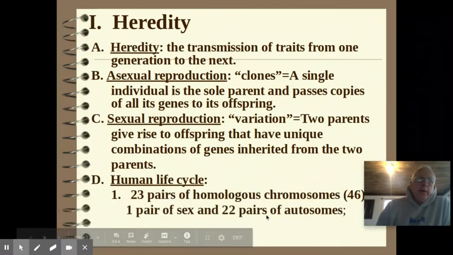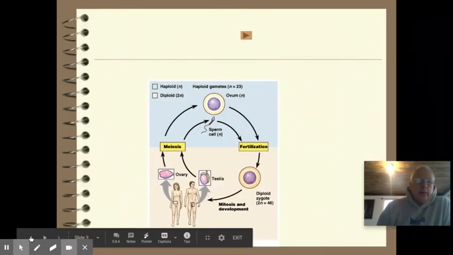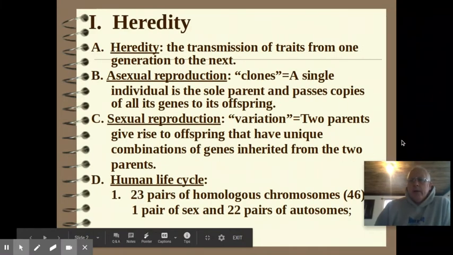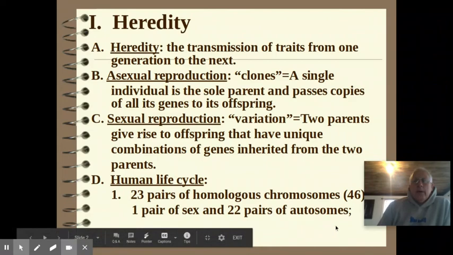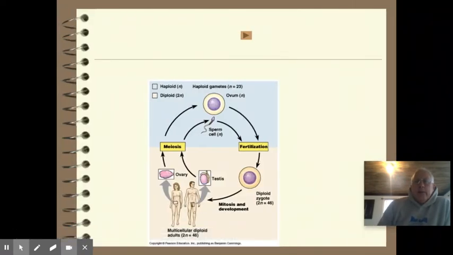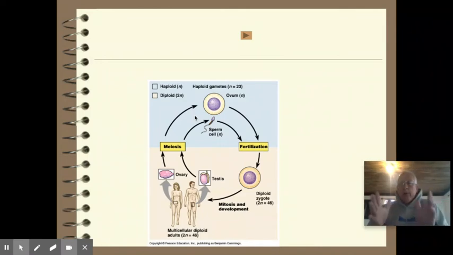So when you're talking about the human life cycle, let's start with that. Sorry about that, one too many clicks. Basically, we have 23 homologous chromosome pairs, or 46 chromosomes, and we have 22 pairs of what we call autosomes, or body chromosomes, and then one pair of sex chromosomes, XX in females and XY in males. That's the life cycle we're going to focus on. Part of that life cycle is mitosis, and part of it is meiosis, but meiosis is what we're going to focus on.